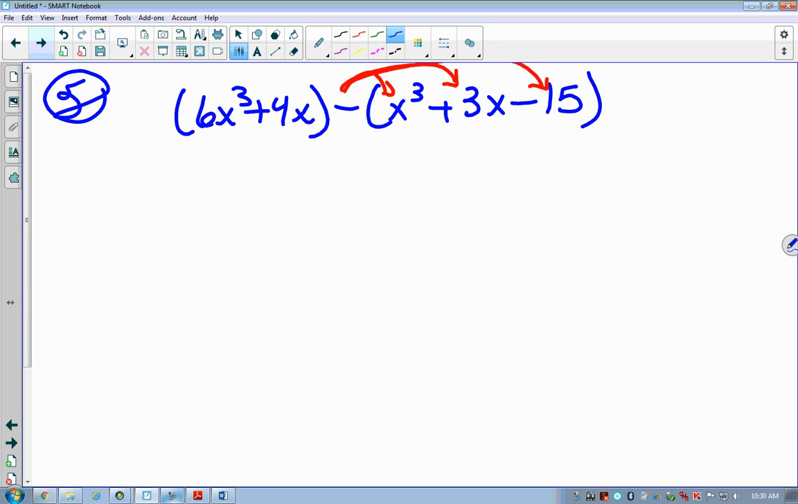So we have 6x cubed plus 4x minus x cubed minus 3x plus 15. Okay? Combine like terms.